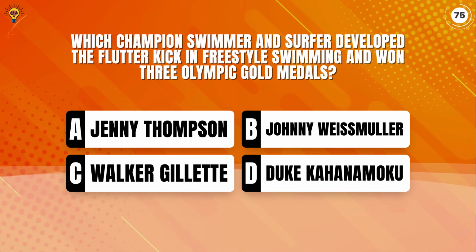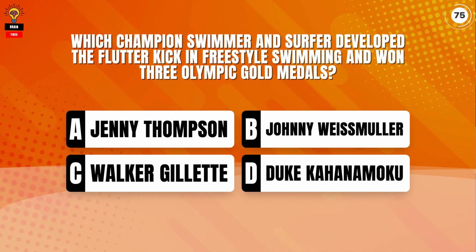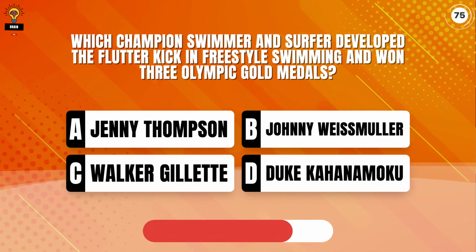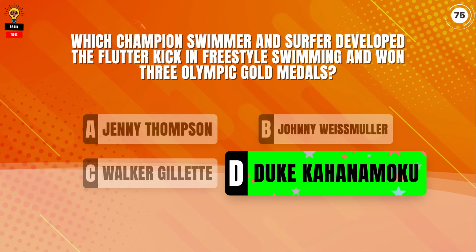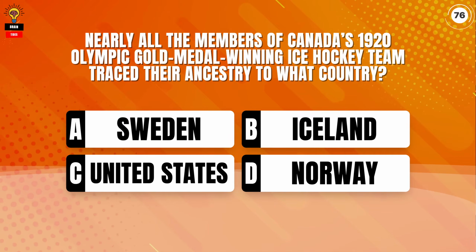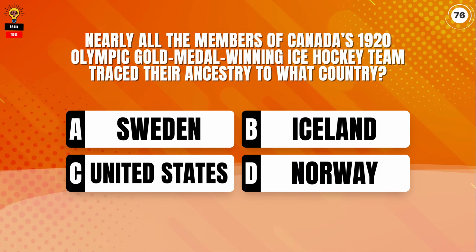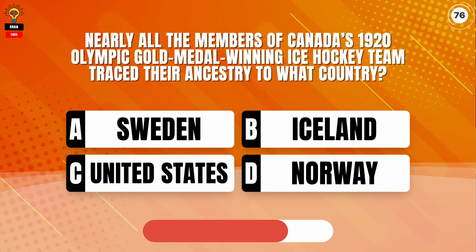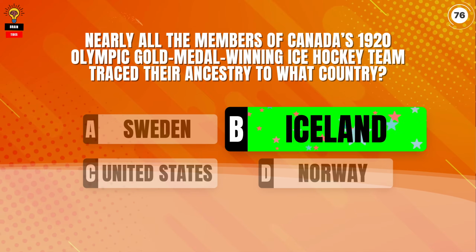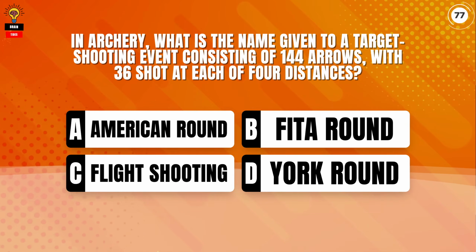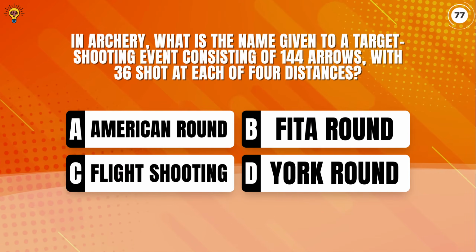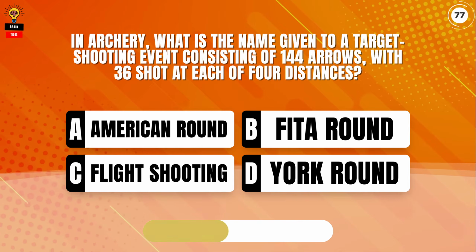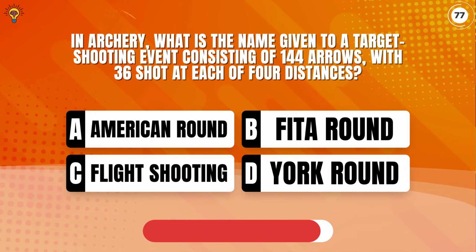Which champion swimmer and surfer developed the flutter kick in freestyle swimming and won 3 Olympic gold medals? Duke Kahanamoku. Nearly all the members of Canada's 1920 Olympic gold medal winning ice hockey team trace their ancestry to what country? Iceland. In archery, what is the name given to a target shooting event consisting of 144 arrows with 36 shot at each of 4 distances? Double round.